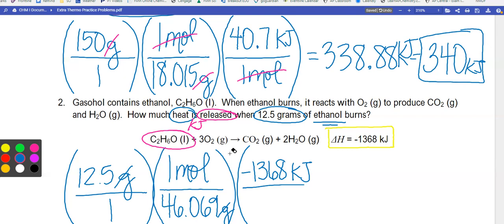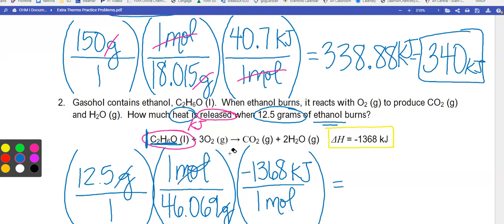But then on the bottom goes the coefficient in front of the chemical we're solving for. Okay, so since we're solving for the ethanol, whatever is in front of there, which happens to be a 1 this time, that will go with the mole. Because it's that much heat is released per that many moles of that substance. So if we were doing this for like the oxygen gas per se, then we would have to put a 3 down there. But it's not about the oxygen gas, it's about the ethanol. So it's just a 1.